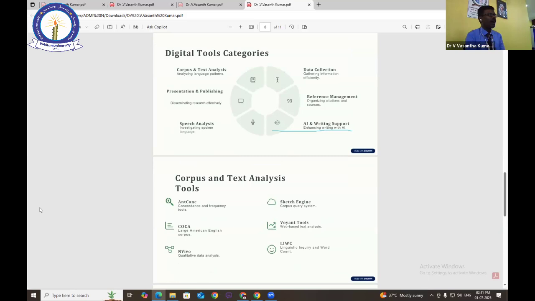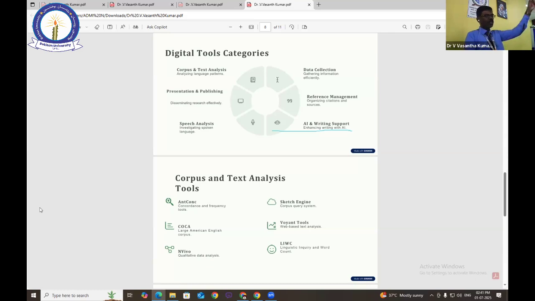At present, we are all having so many tools. Here we have so many tools: corpus text analysis, data collection, presentation and publications, reference management, speech analysis, AI writing support. These are the tools we are having for our research. So how are we going to use the tools? That is the main thing.